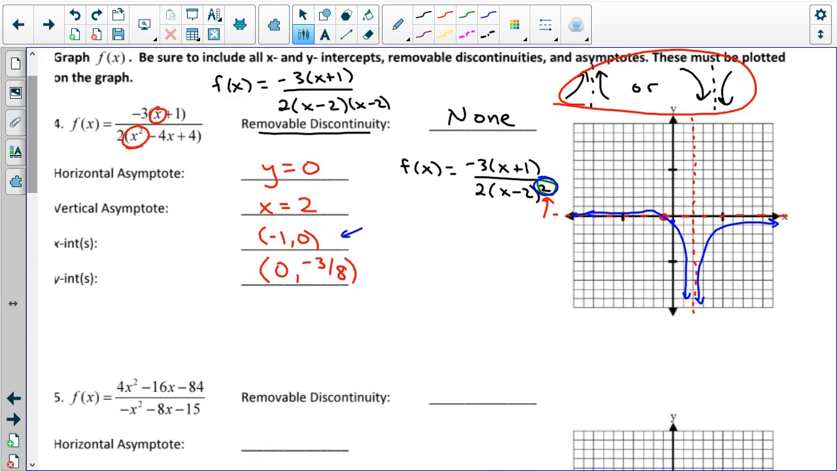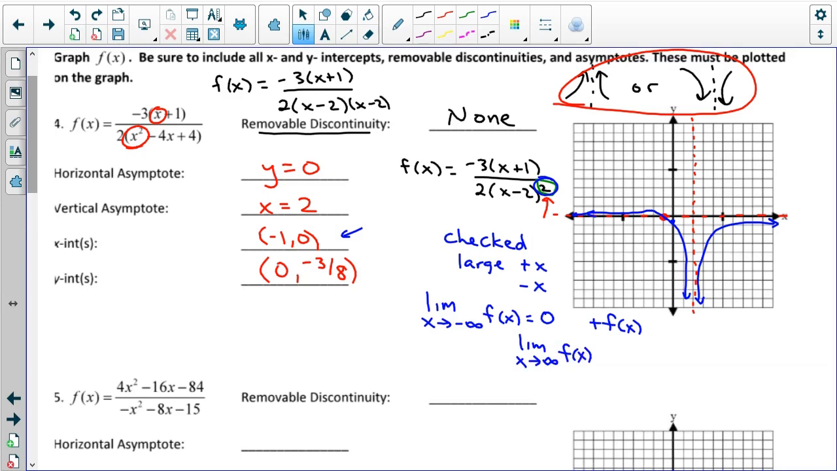That also makes sense if I checked by substituting in large positive values of x and large negative values of x. What I would end up seeing is the limit as x approaches -infinity of f of x equals 0, but I would end up with positive f of x values when I had x approaching -infinity. They would be very small, but they would be positive. And the limit as x approaches positive infinity of f of x would also be 0, but they would be negative f of x values even though it's approaching 0. So it would end up being underneath the axis.